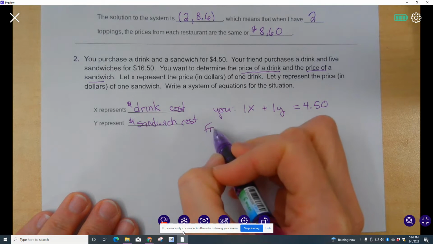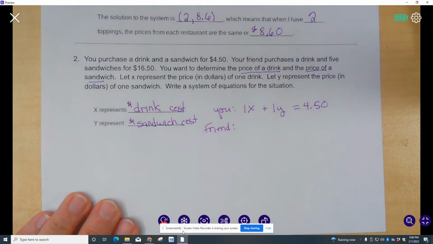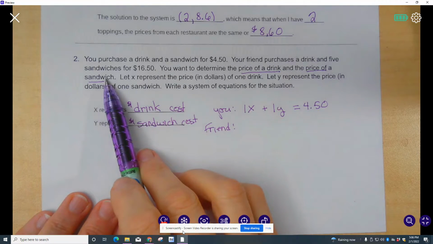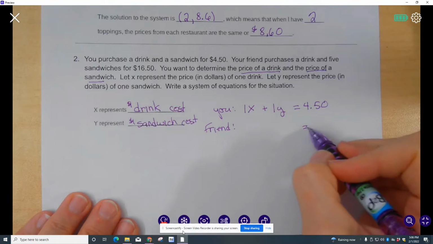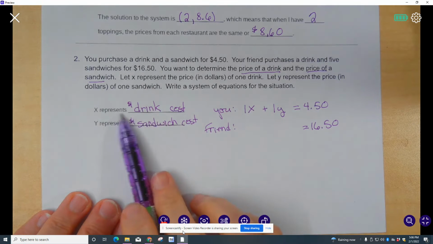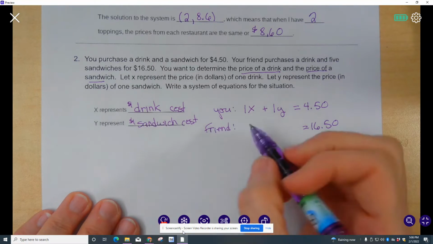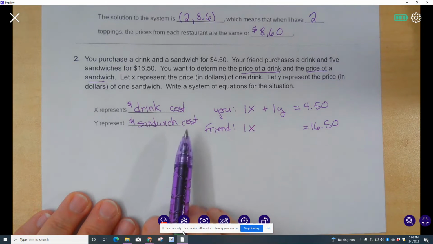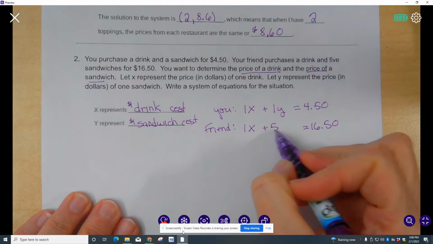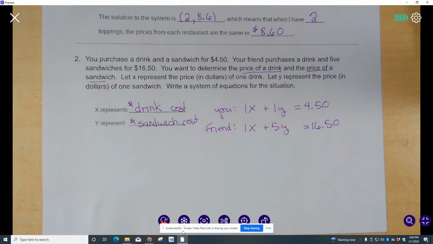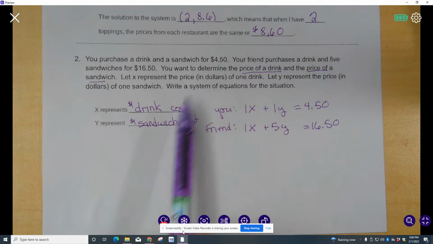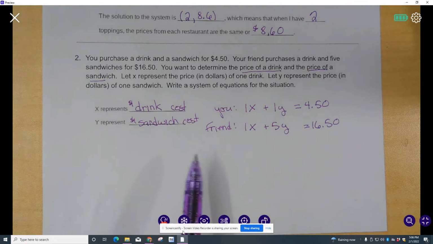Your friend, on the other hand, purchases a drink, so that means 1 drink and 5 sandwiches. They're very hungry. They spent $16.50 altogether. Again, they bought 1 drink. X is the cost of drinks, so 1 times the cost of a drink. But then they bought 5 sandwiches, so that would be 5 times the cost of a sandwich. So those are your 2 equations. And then I want to solve them. I want to find out how much the drinks cost and how much the sandwiches cost. So I want to solve this.